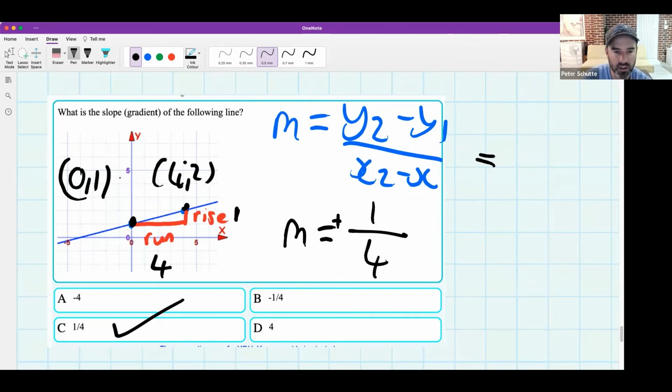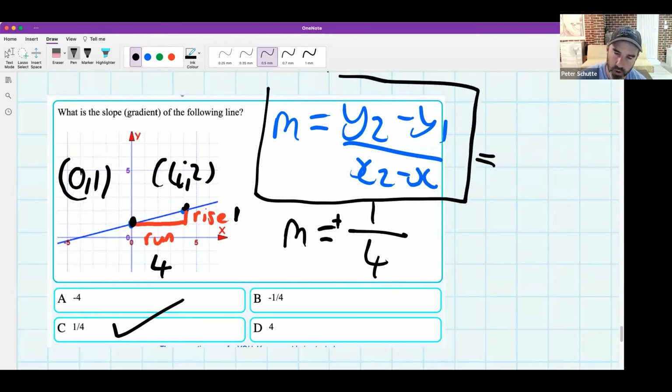I could have used these two points in this formula, and I would have got the same answer. So that's what I mean. Rise over run to me just means to manually count the blocks on a picture. So I don't know if that helps you a little bit. In grade 11, we start to use this formula a bit more. And so we need to practice this, and we'll continue practicing in the next lesson.